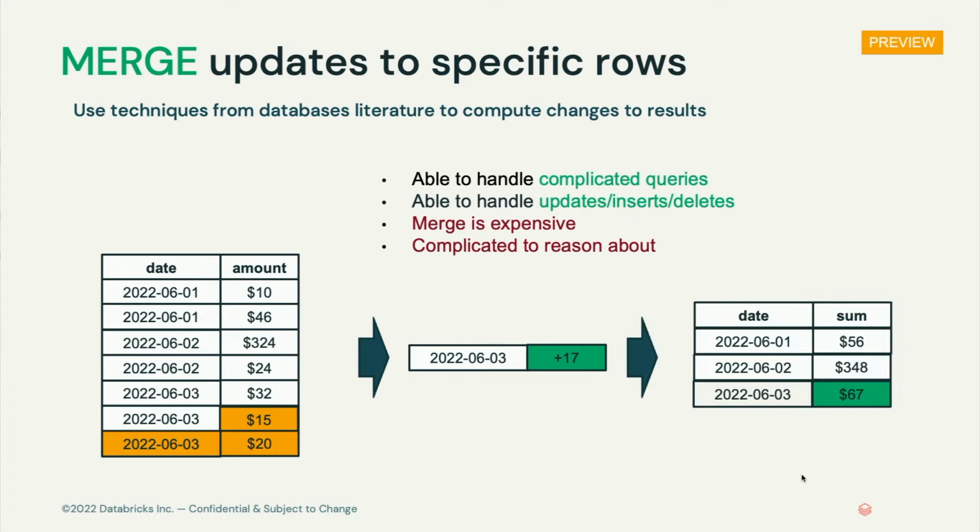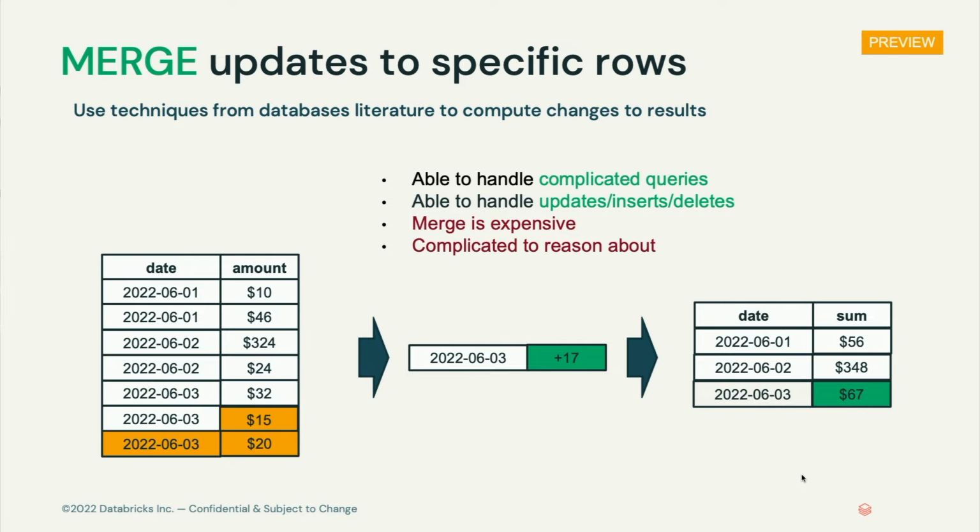So this is the most powerful. We can handle arbitrarily complicated queries, and I'll talk a little bit about what we can do here. It can handle updates, deletes, and inserts. But merge is expensive, so this is not always the best thing to do. This is only a good idea if a tiny fraction of the table is changing. If the whole table is changing, well, it was cheaper to just recompute anyway. And it's pretty complicated to reason about.